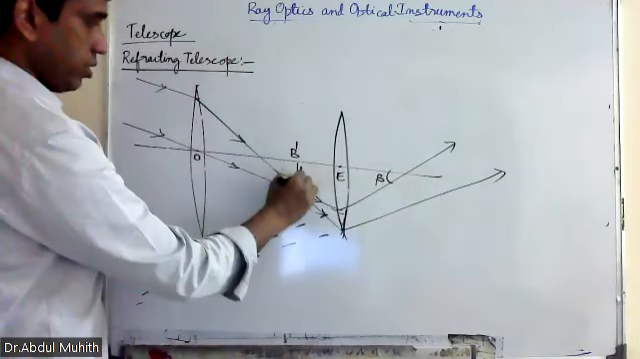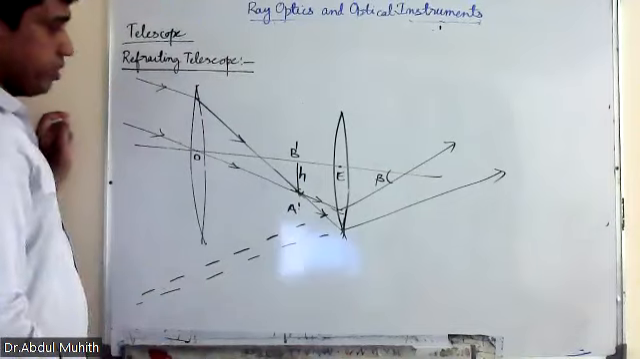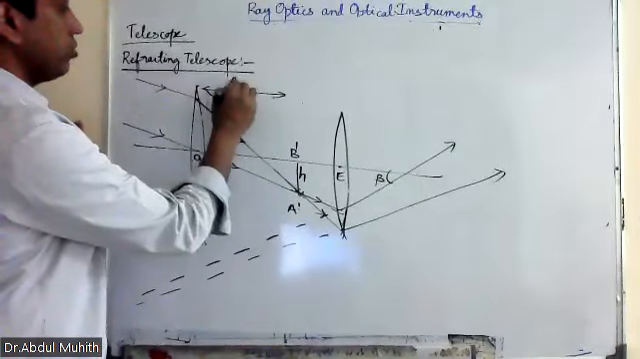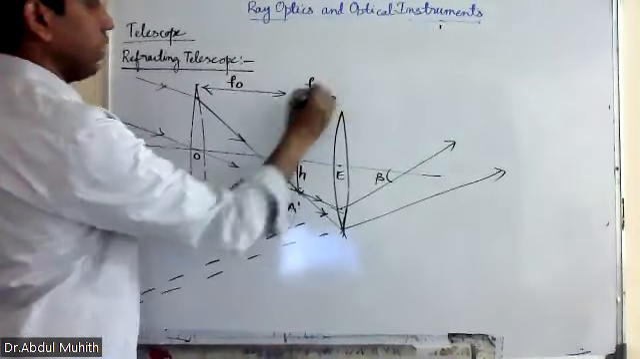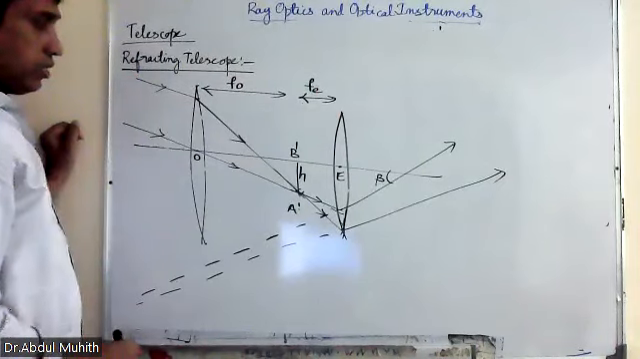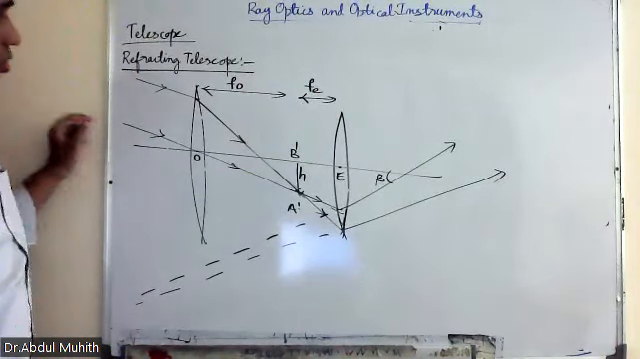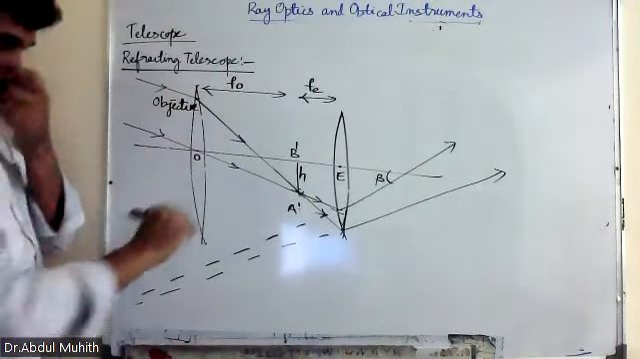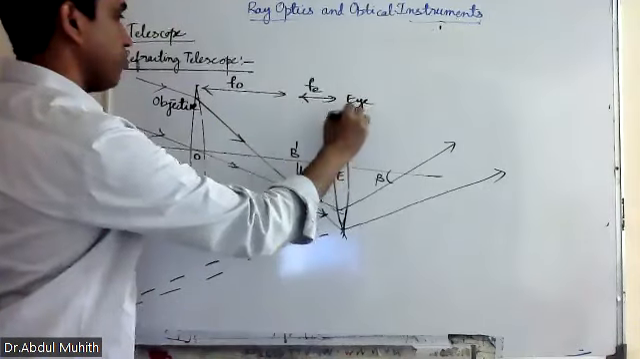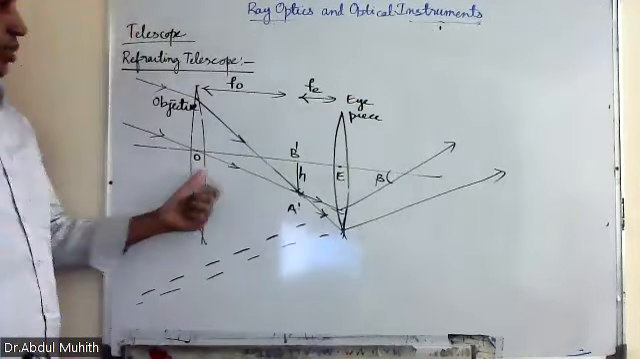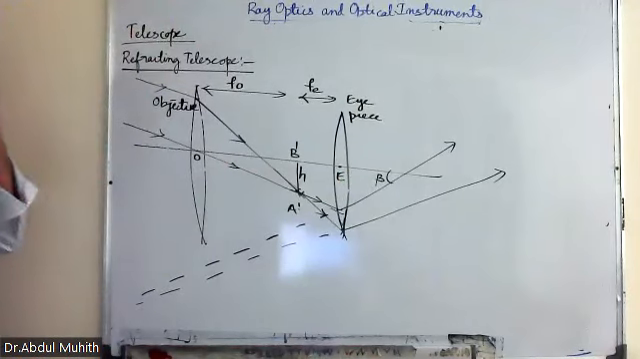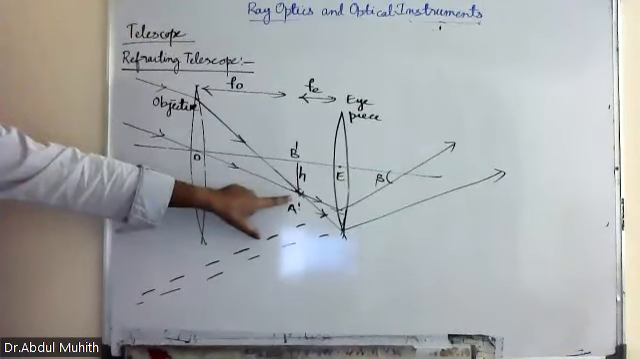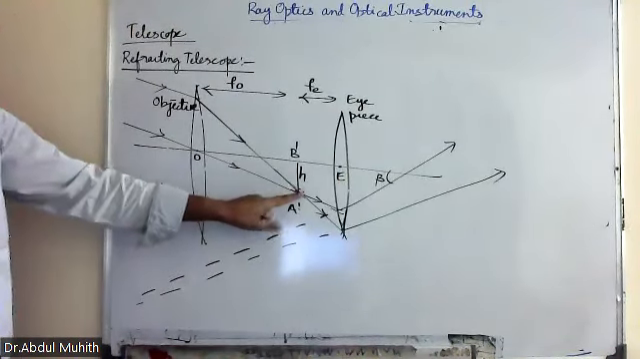H is the height of the image, and Fo is the focal length of the objective. Fe is the focal length of the eye lens. Is that clear? Once again, we have two lenses. We have the objective lens, and this one is the eye lens, or eyepiece. Now, objective and eye lens, two rays. These are the parallel rays. After refraction, the image is formed here, which is H height. This is the image.